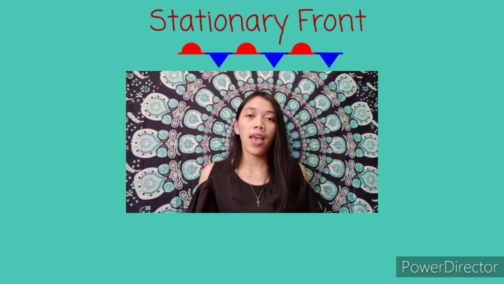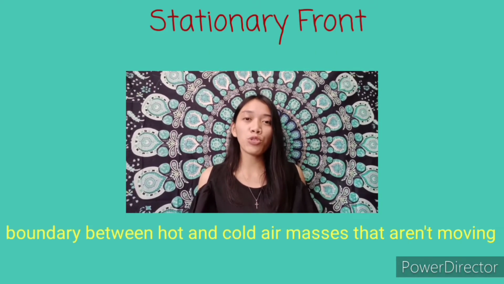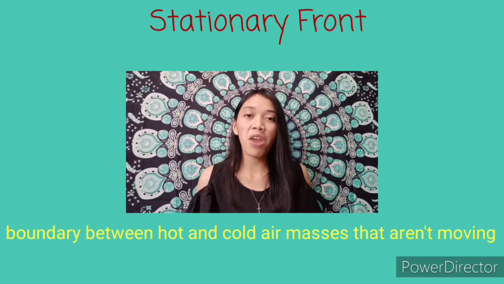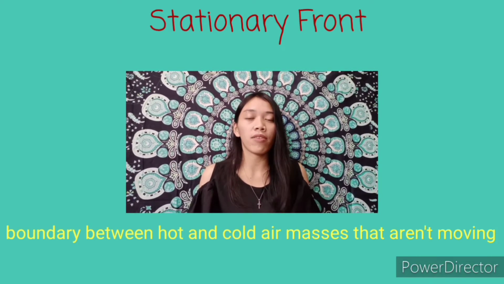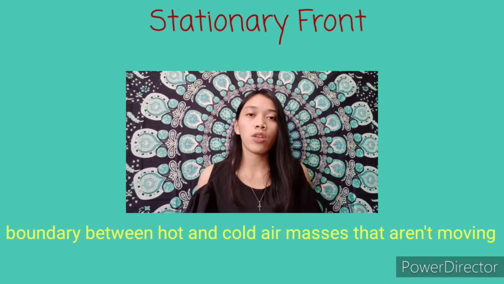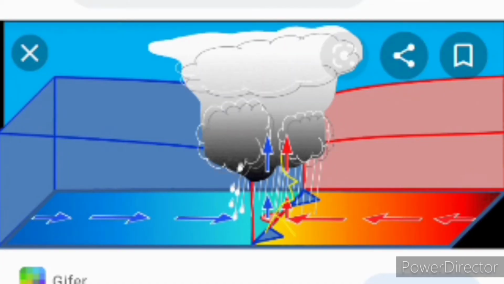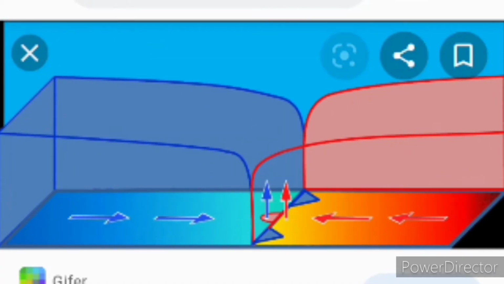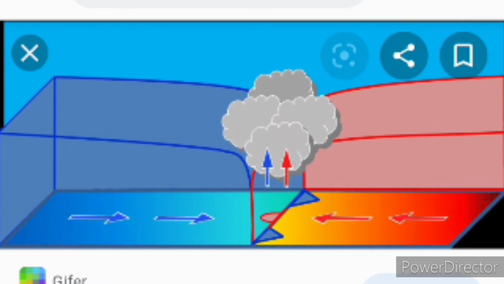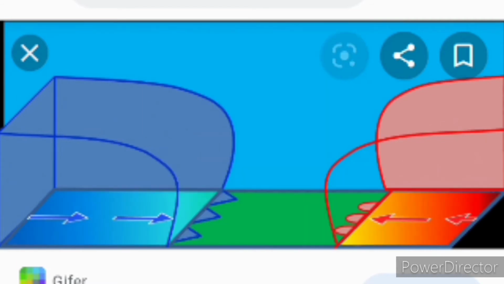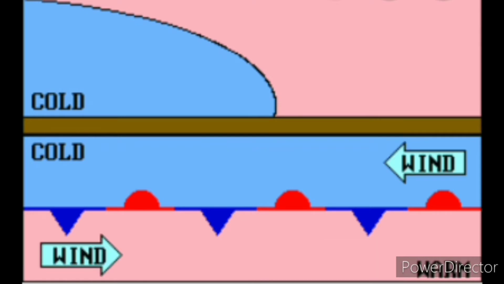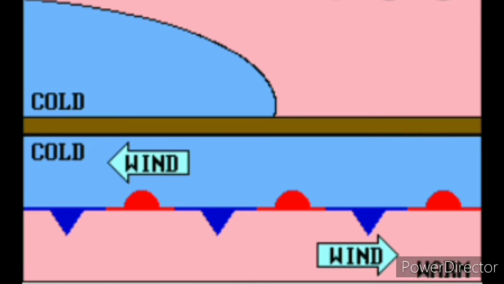The next type of front is the stationary front. A stationary front is the boundary between hot and cold air masses that aren't moving. That's why it's called stationary. This happens when two masses of air are pushing against each other, but neither is powerful enough to move the other. Winds blow parallel to the front instead of perpendicular.